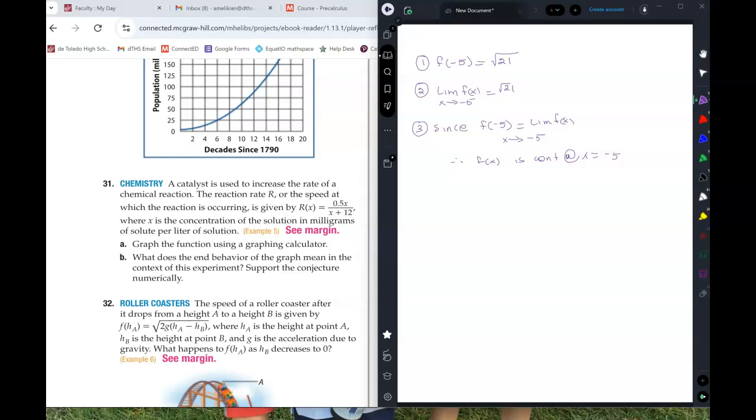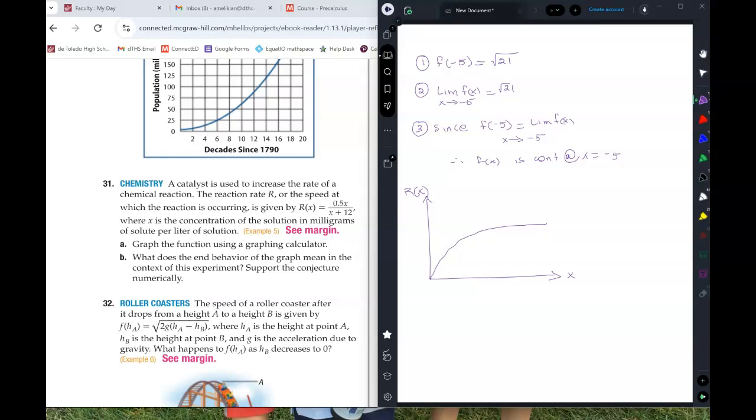X is the concentration of the solution, okay? So your graph should not have any negatives, right? Because if this is X and this is R of X, I need to see this, okay? The concentration can't be negative, and neither can the reaction rate. So it's just going to be in the positives here. So it'll probably look something like this.